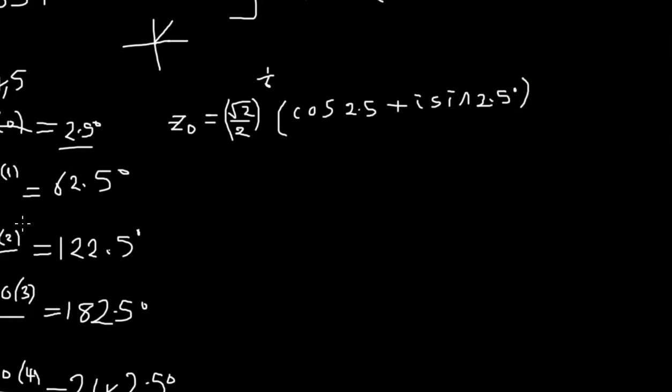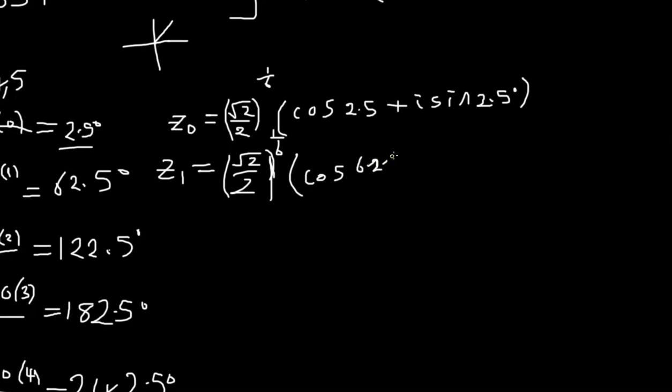So Z1 is equal to, you repeat this part here, which is the root of 2 over 2, and the magnitude is just the same, to the power 1 over 6, and then you open another bracket here, say cos 62.5 degrees, then plus I sine 62.5 degrees.